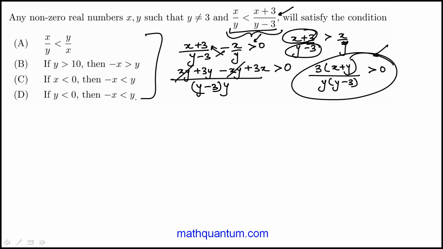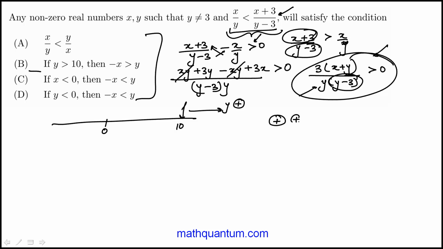Now, some of you can use the answer choices and play with them. For example, we can look at y greater than 10, this point here. So let's say y is here. It's clearly positive. If I examine each of these terms in the denominator, y is positive, y minus 3 is also positive, and y, of course, is positive. And so we know that x plus y has to be positive because this denominator is positive. That's the condition coming from the equation that we're given.